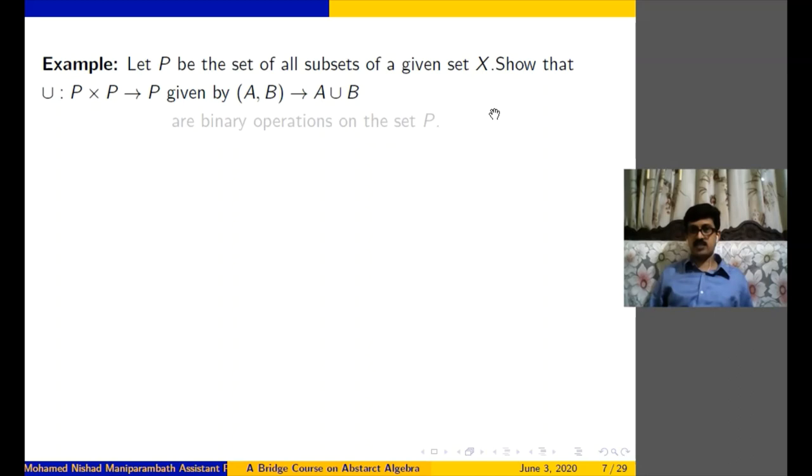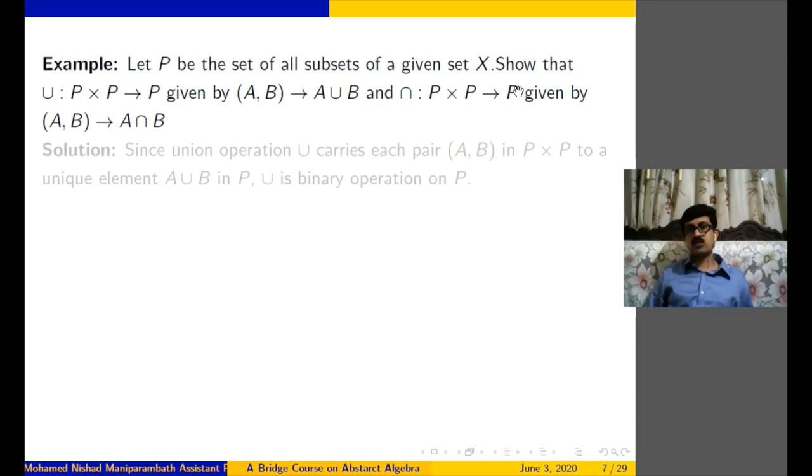Our question is that we have to show that union, defined as P cross P to P, is given by union of A, B as A union B, where A and B are elements of P. Since P contains all the possible subsets of X, we can say that A and B are subsets of X. Since A and B are any two subsets of X, their union A union B is again a subset of X.